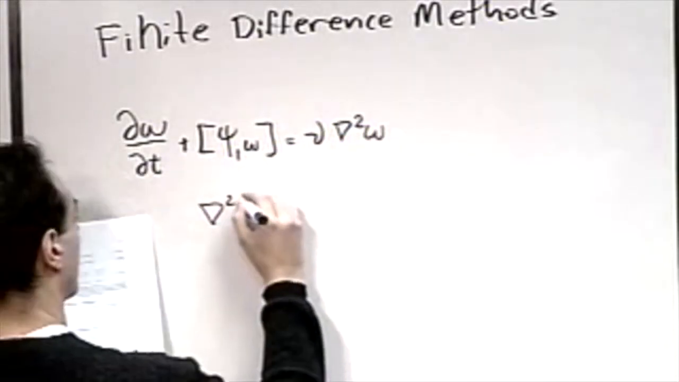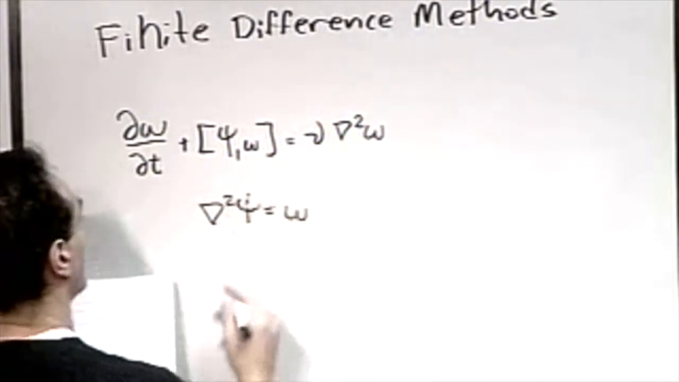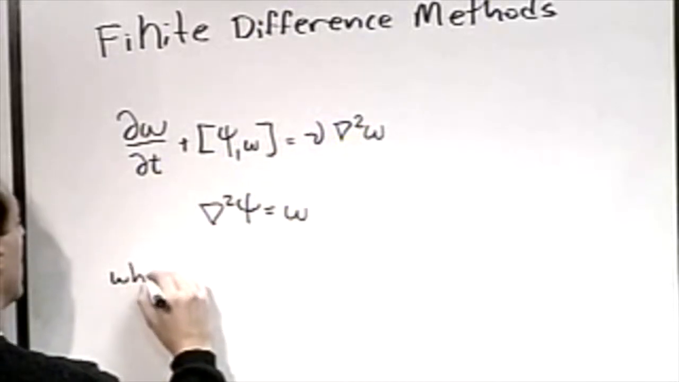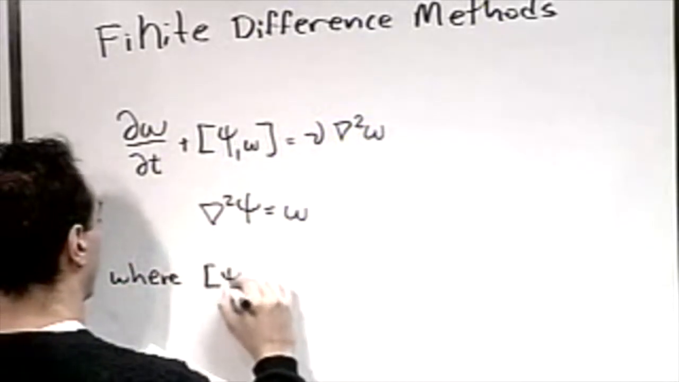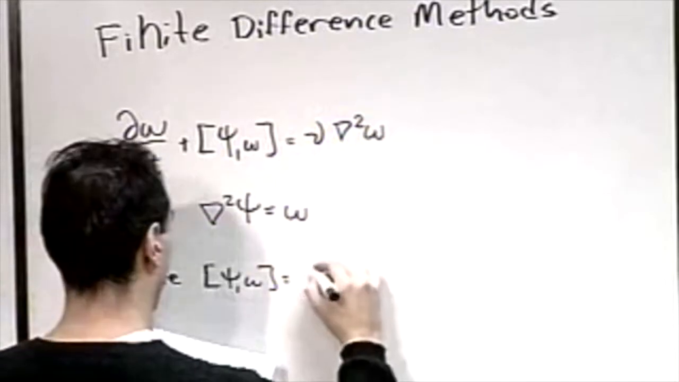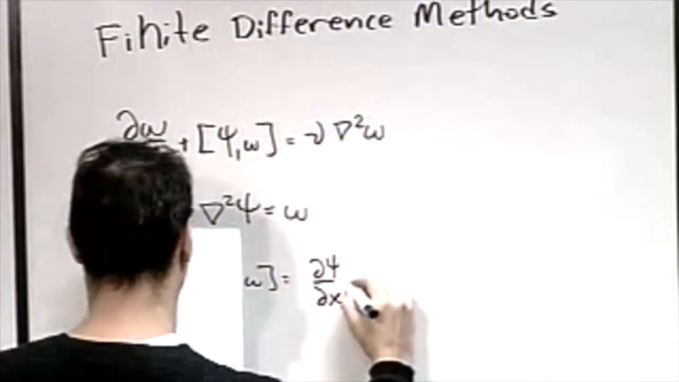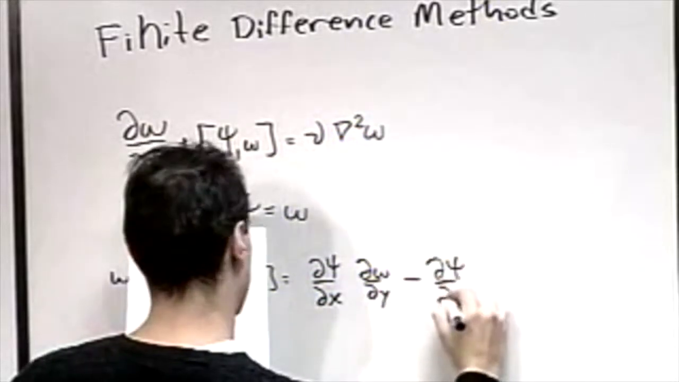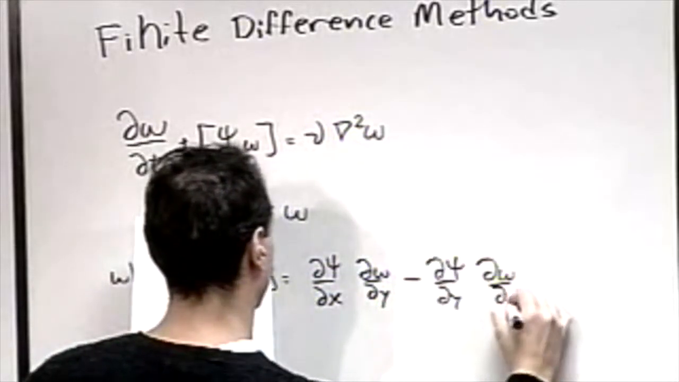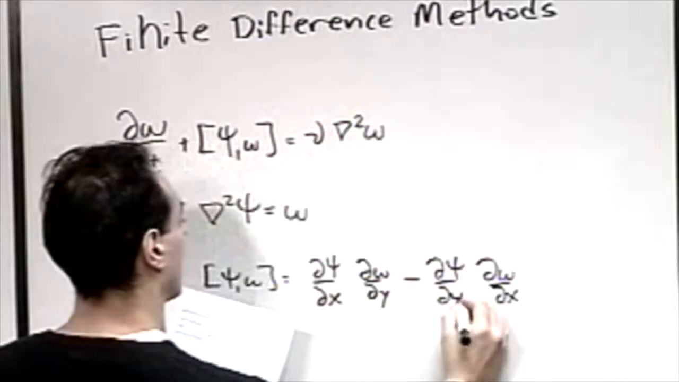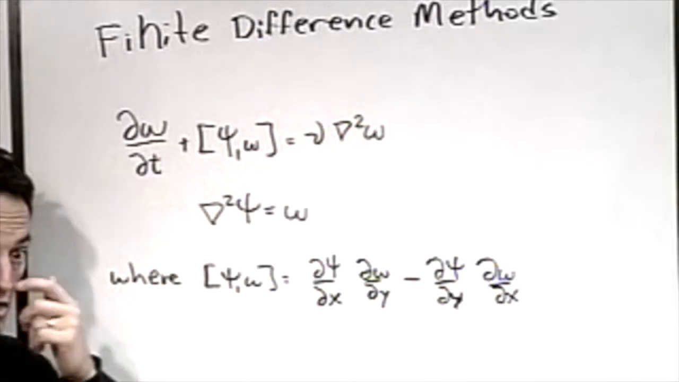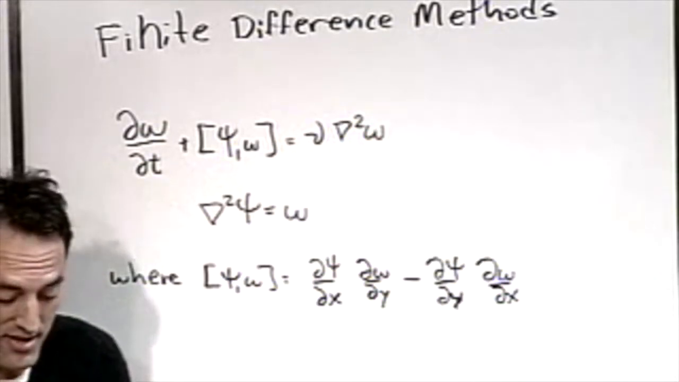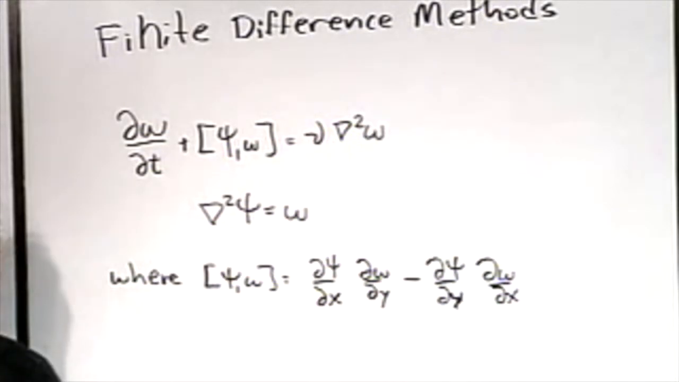So this is what we derived last time in class. We have an equation which couples vorticity to the stream function, where this Poisson bracket operator here is the following: psi dx, d omega dy, minus d psi dy, d omega dx. Okay, so these are the equations we want to talk about solving using this finite difference implementation.